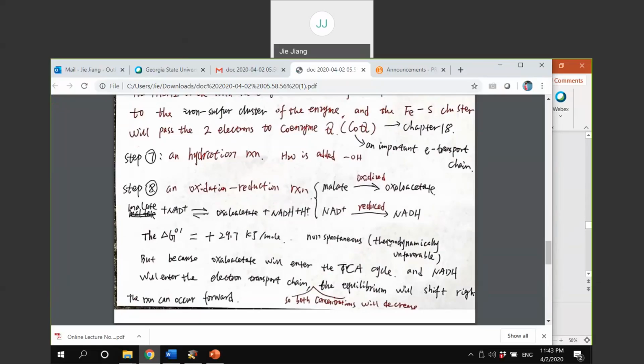What you need to be careful about here is the delta G. The delta G standard for this oxidation-reduction reaction is actually very positive. It's positive 29.7, which indicates that theoretically it should be a non-spontaneous reaction, right? We always say thermodynamically unfavorable because of the positive delta G. But why can this reaction still occur?